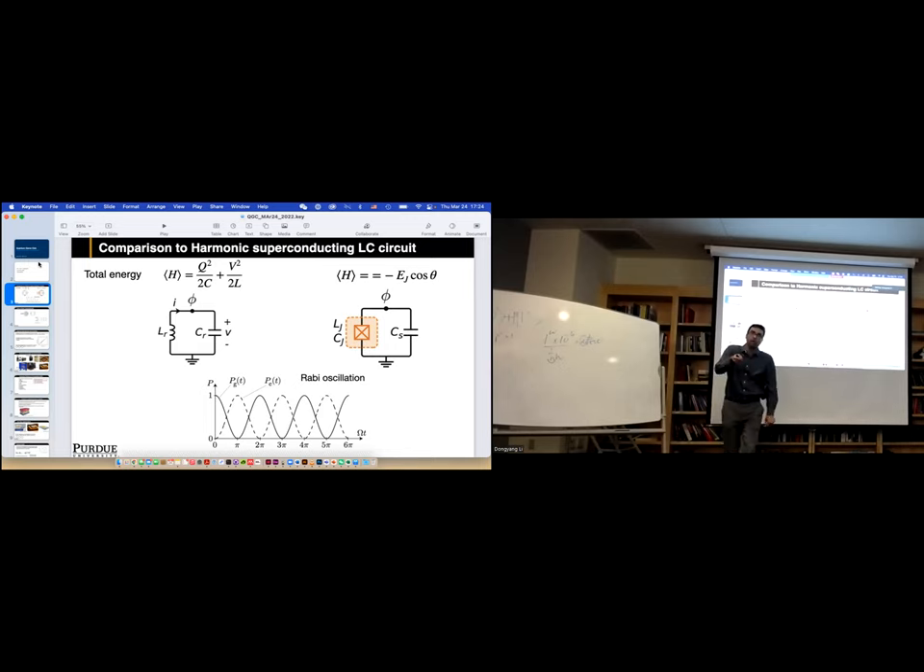I get my probe and go inside the circuit. Sometimes I find it to be inside the capacitor, sometimes I find it to be inside the inductor. Like sometimes I find it to be here, sometimes I find it to be there. In that sense, this quantum is probabilistic. It's just like tossing the coin. With some probability it's going to be there, with some probability.